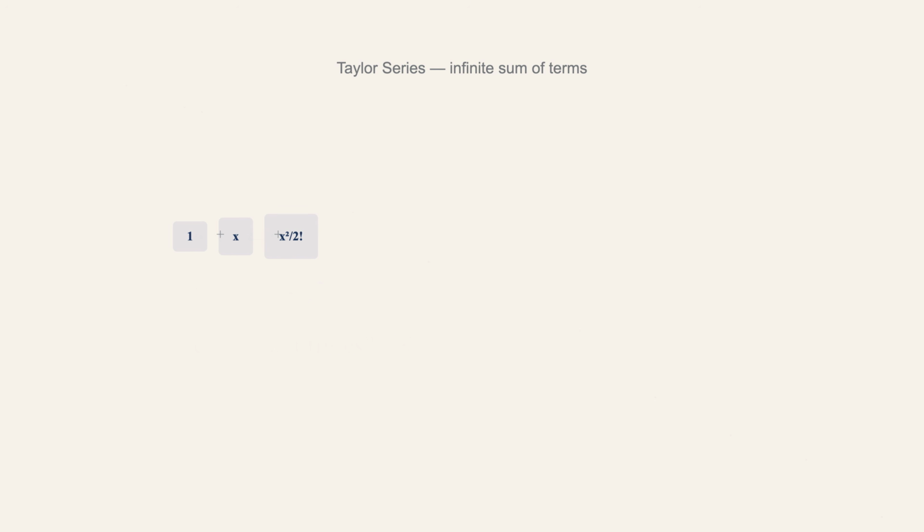In the 1700s, mathematicians discovered that you can write any smooth function as an infinite sum of terms. For e to the x, that sum is e to the x equals 1 plus x plus x squared over 2 factorial plus x cubed over 3 factorial, and so on, forever. This works for any x, any real number, but here's Euler's insight. What if x isn't real? What if x equals i times theta?